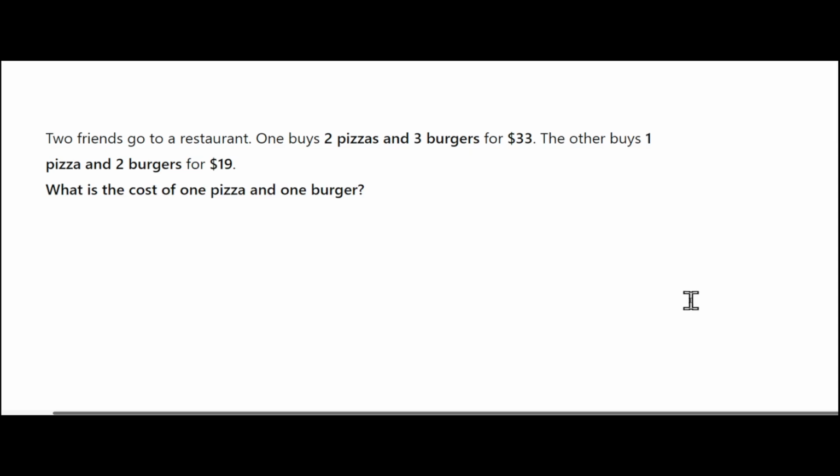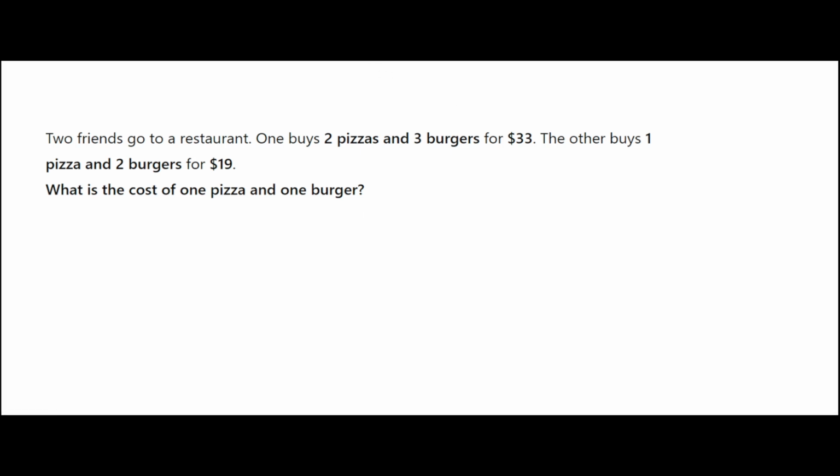Alright, last one. Thank goodness. 2 friends go to a restaurant. Good for them. One buys 2 pizzas and 3 burgers, and that comes to $33. The other buys 1 pizza and 2 burgers for $19. Who's eating 2 pizzas and 3? Okay. How much does it cost for 1 pizza and 1 burger?